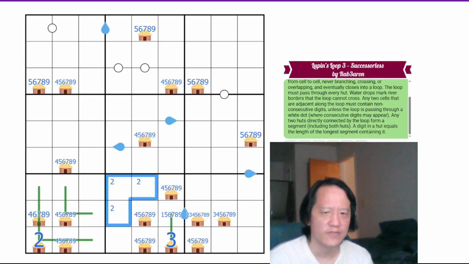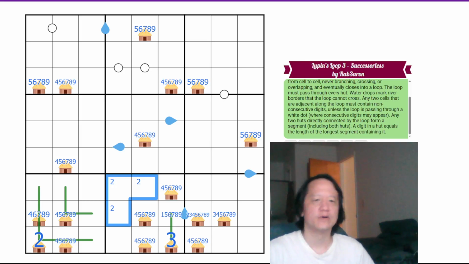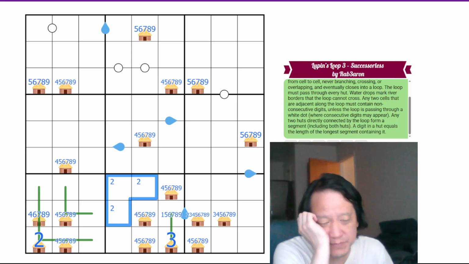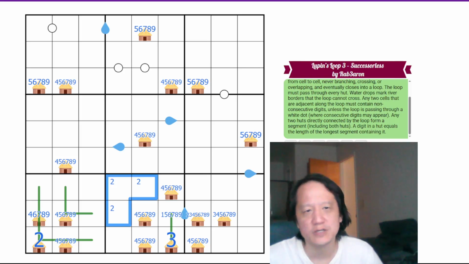Yeah, I just don't have a very good sense of how long these huts have to be lengthwise. Obviously, you can't have anything greater than 9, but there's no really restriction there, where basically there's nothing that has to be 9 in length.